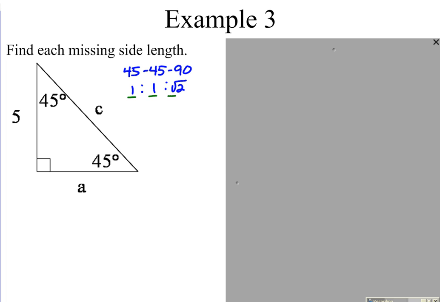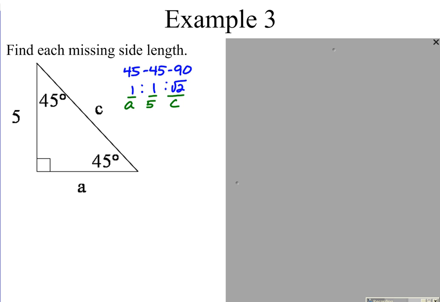So I'm going to turn each of these into ratios by simply filling in what's across from each angle. What's across from the 45-degree angles? Well, A is and 5 is. What's across from the 90-degree angle? C. And now you can take any two of these ratios that you want and simply set them equal to one another and solve for whatever is missing.